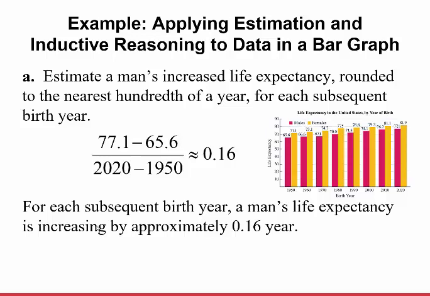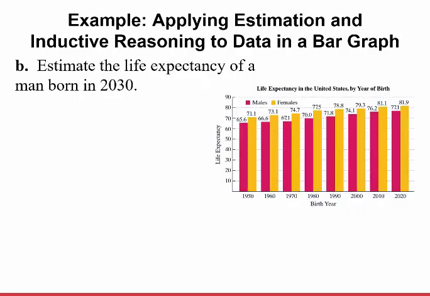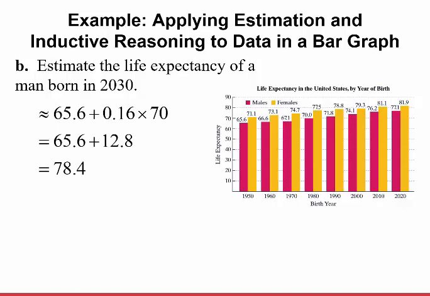All right, so for each subsequent birth year, what we're saying here is a man's life expectancy is increasing by approximately 0.16 per year. All right, let's estimate the life expectancy of a man born in 2030. How would we do this?